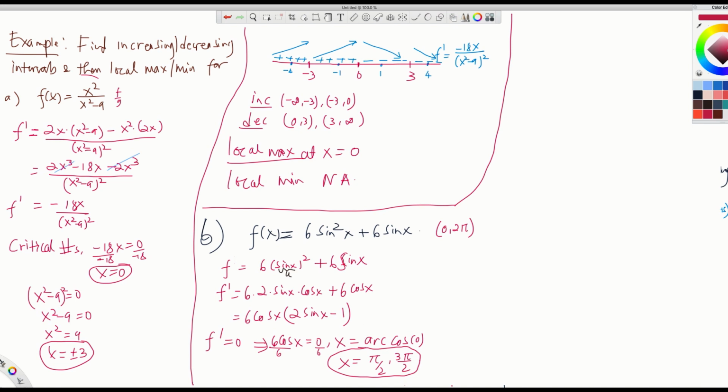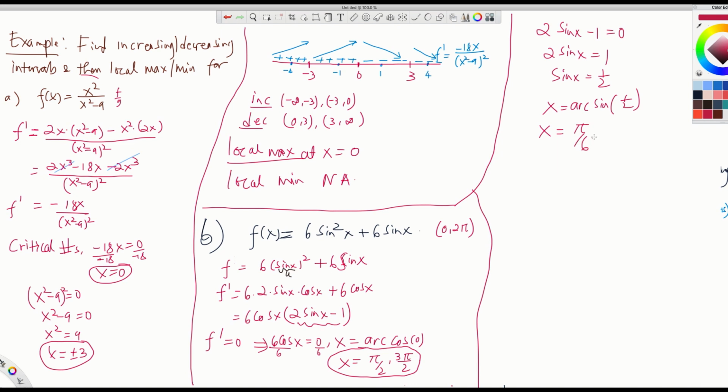To find the other set of critical values, how do you do that? Basically you will set either this equal to 0 or that thing equal to 0, or 2 sine x minus 1 equals 0. So add 1 on both sides, 2 sine x equals 1. Divide by 2, sine x equals 1/2. So what is x? You need to take arc sine of 1/2. So what are those values? x will be pi over 6 and then 5 pi over 6.